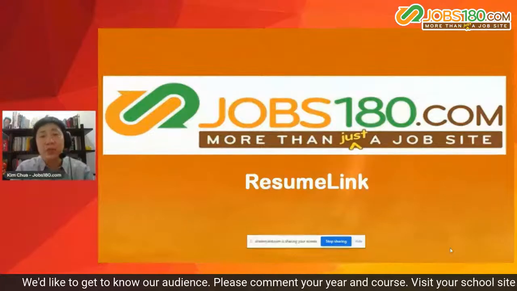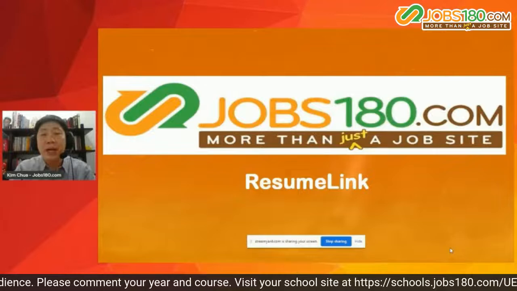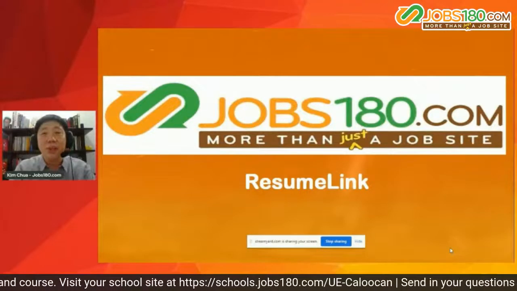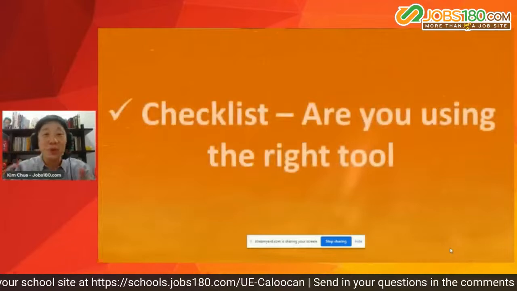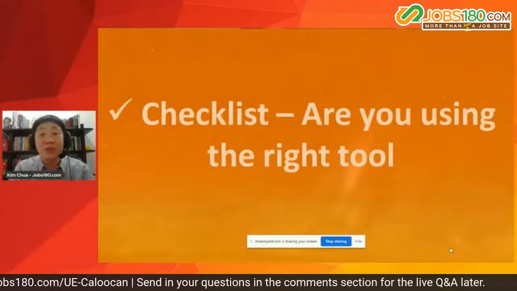A lot of platforms right now, online platforms, are being offered left and right. But for you to know how this can become a job-winning tool or job-winning resume, I have a checklist. So go with me with all these checklists. Your checklist should include the following.